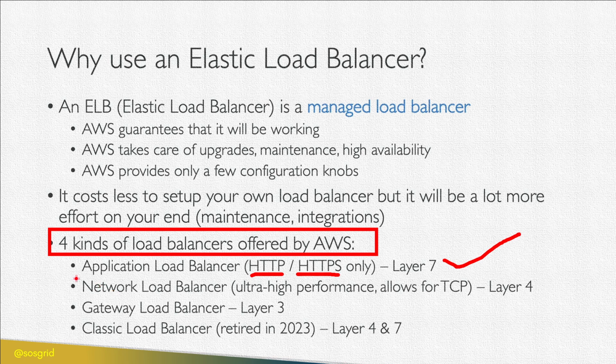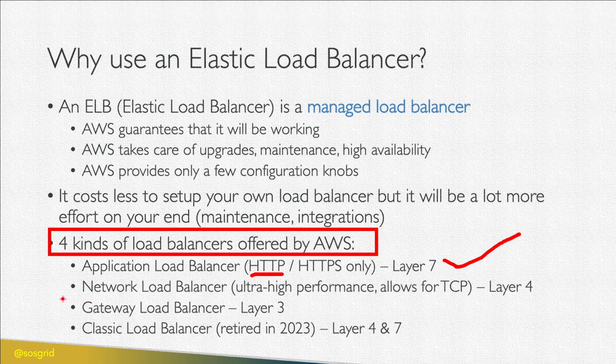We have the network load balancer as well. This network load balancer is for ultra high performance, maybe when millions or billions of users are playing a game live. I think the network load balancer is perfect for that. It allows TCP, and TCP is layer 4. Don't worry about that. You don't really need to understand all this for the exam, but just understand the layers and the different kinds of balancers we have. But we are going to be exploring the first one.